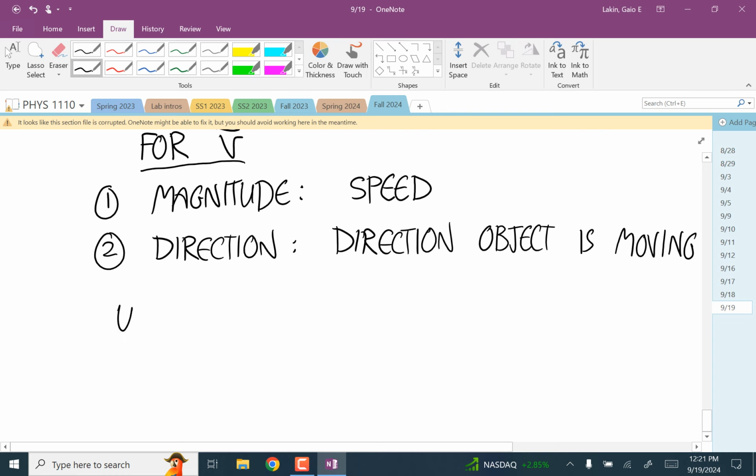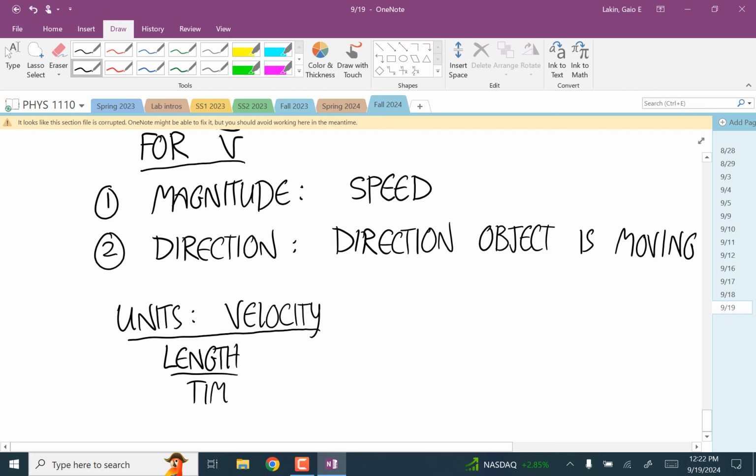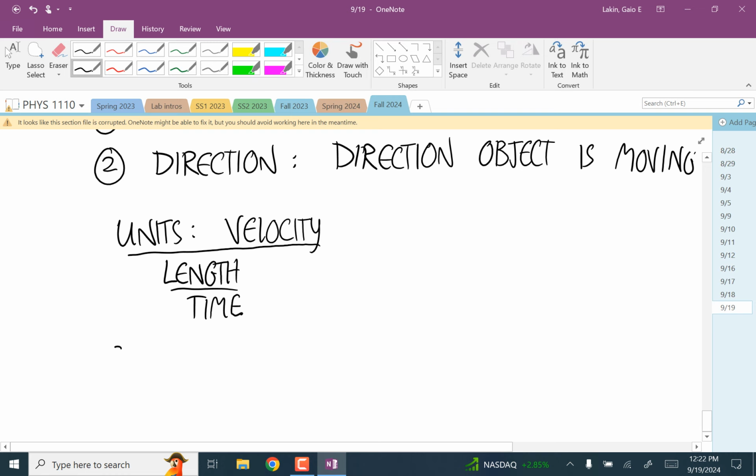The units for the velocity vector, just like in 1D, are units of length divided by time. And the SI units are meters per second.